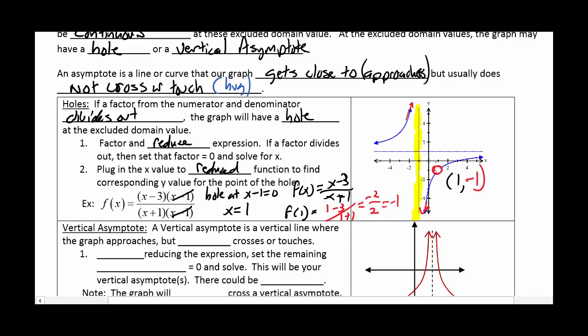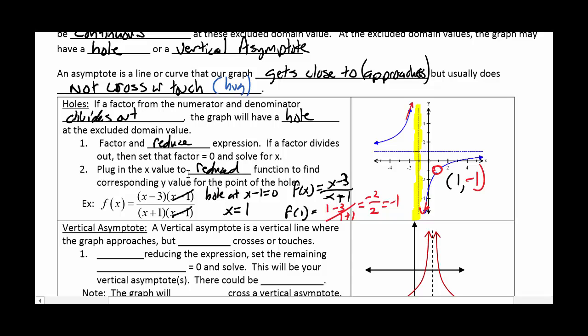Okay, so one more time, just so we can see it again. The hole only happens if a common factor divides out. We divide the common factor away, get a reduced equation, and we evaluate the x value in the reduced form to figure out the y value for that hole.